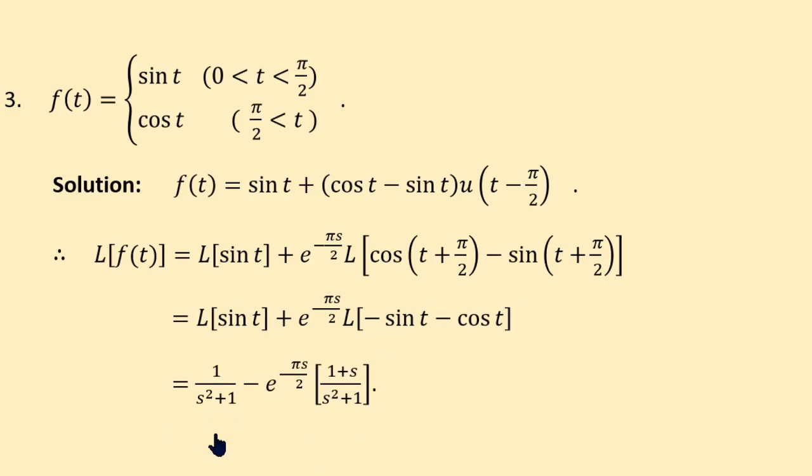Now the Laplace transform of sin t is 1 by (s square plus 1); taking minus outside, e power minus pi s by 2 into the Laplace transform of sin t, 1 by (s square plus 1), plus the Laplace transform of cos t, s by (s square plus 1). Combining these two, it becomes (1 plus s) by (s square plus 1), or (s plus 1) by (s square plus 1), into e power minus pi s by 2. So finally the Laplace transform of this f of t is 1 by (s square plus 1) minus e power minus pi s by 2 into (1 plus s) by (s square plus 1).